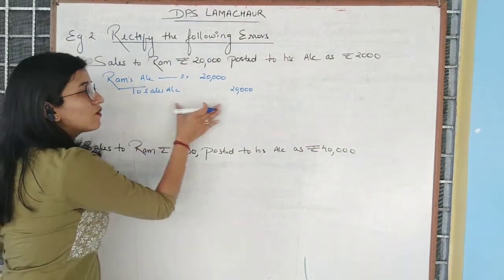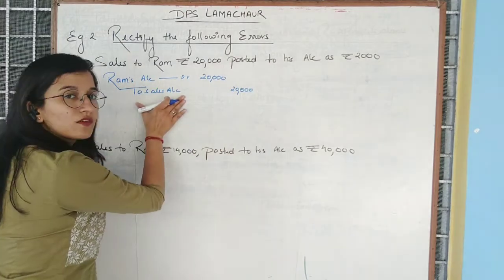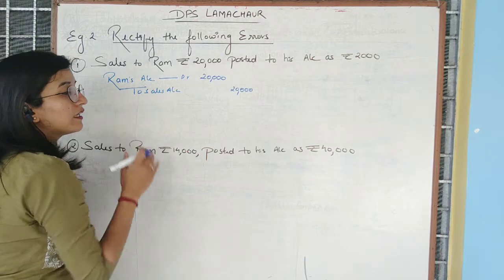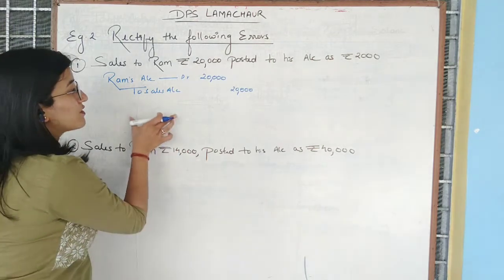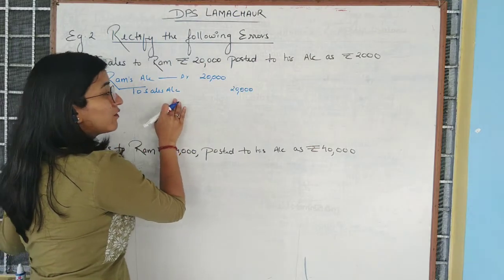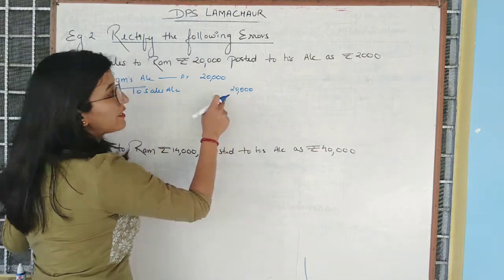Now sales account is credited because sale is treated as income, and according to the rule of nominal account, income and profits are always recorded on credit side. So we will record sales account on credit side with the amount 20,000.